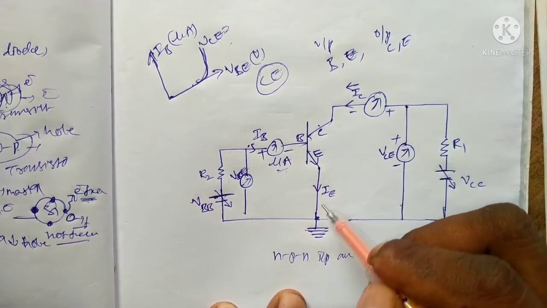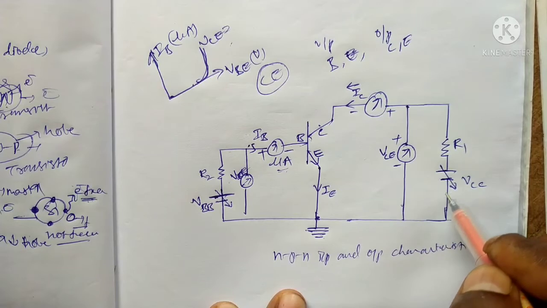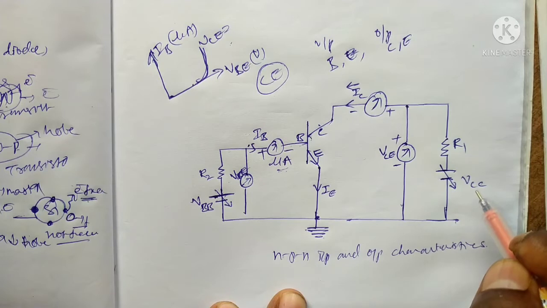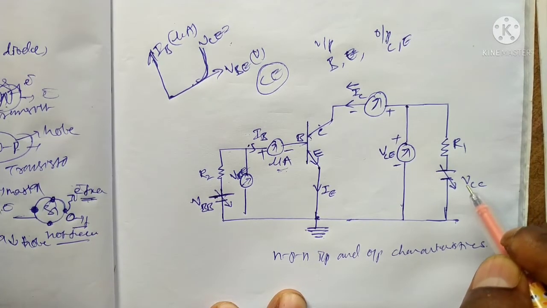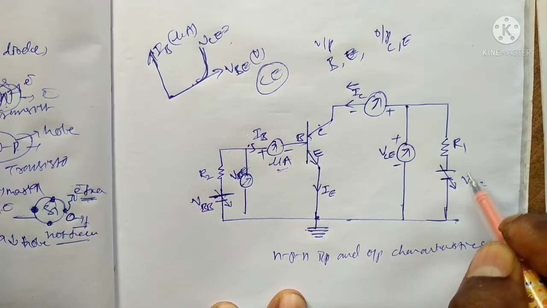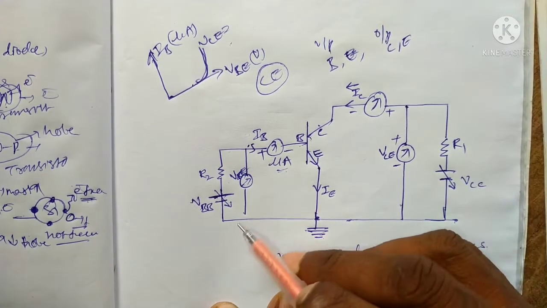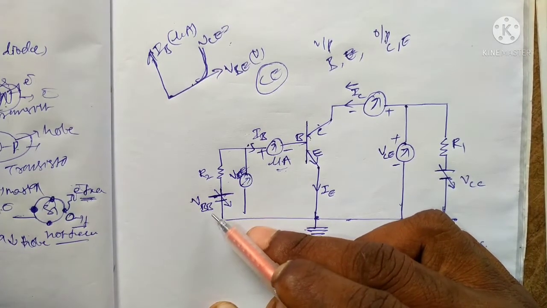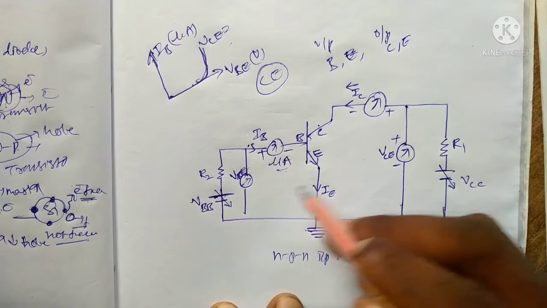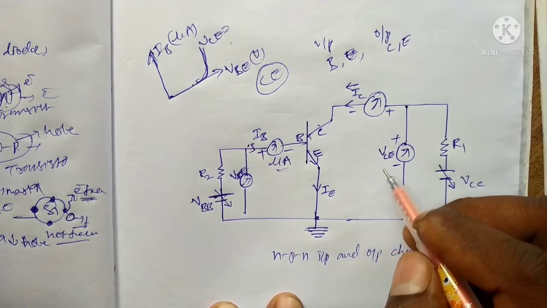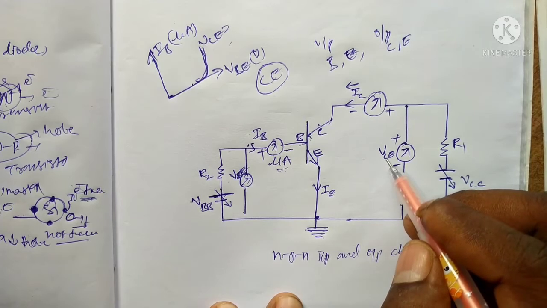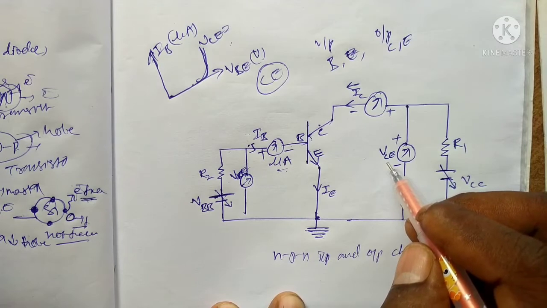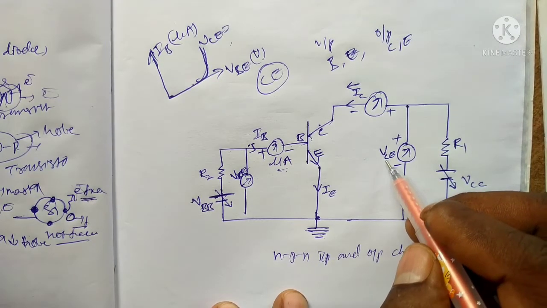From the emitter to here there is a variable resistance, and this variable voltage supply is VCC. It is the collector voltage power supply, the voltage across the base-collector. It is a variable power supply, one for the base and one for the collector. This is VCE. VCE means the voltage developed between the collector and emitter.